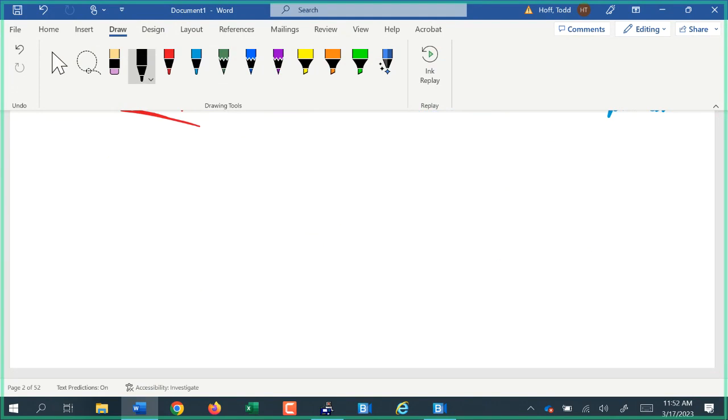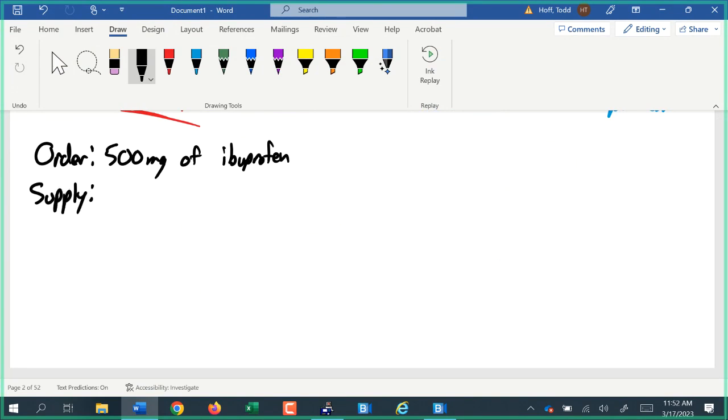So to demonstrate each of the 3 methods today, I'm going to do a few different examples. I'm going to do the same examples for each method, just so you can see how it works with each. So we're going to start out here with an order of 500 milligrams of ibuprofen. And our supply, in other words, what's at the nurse's station? 200 milligram tablets.